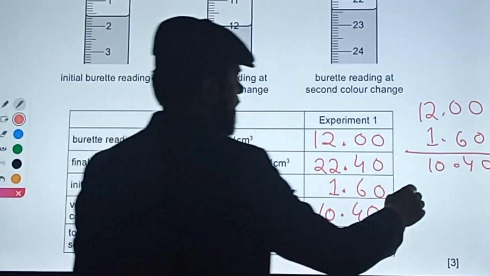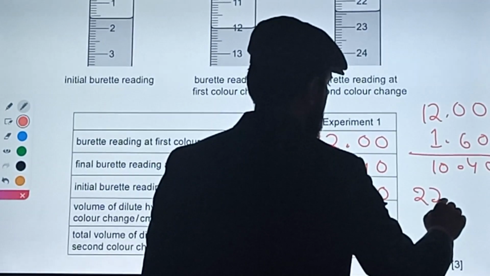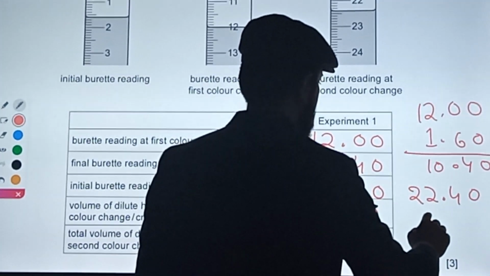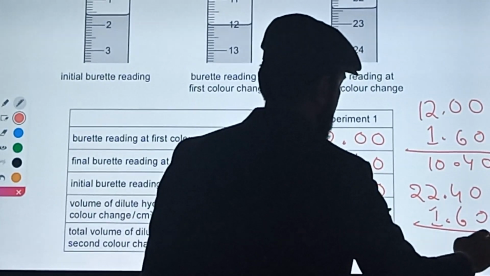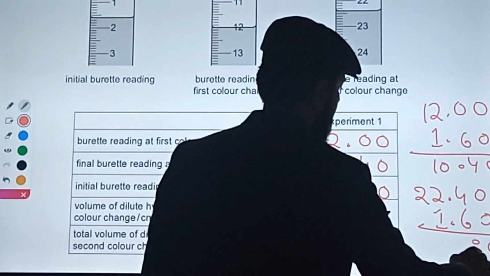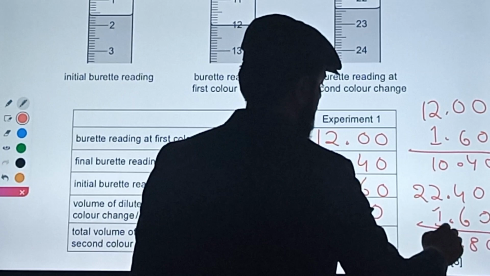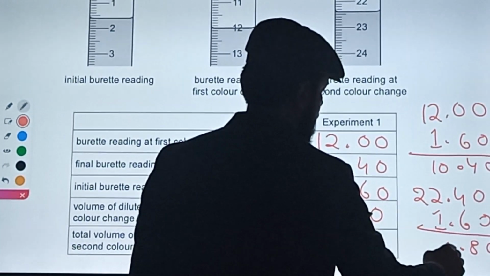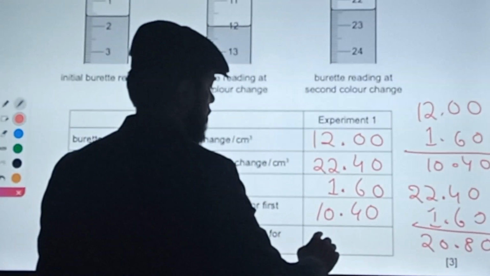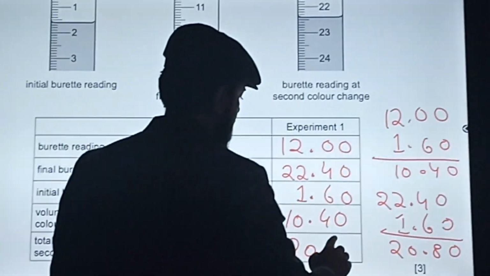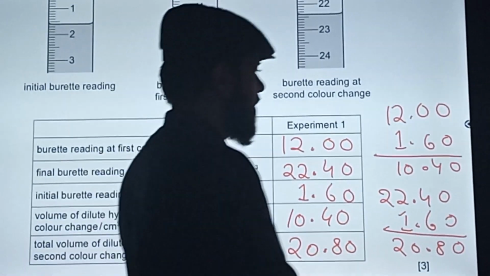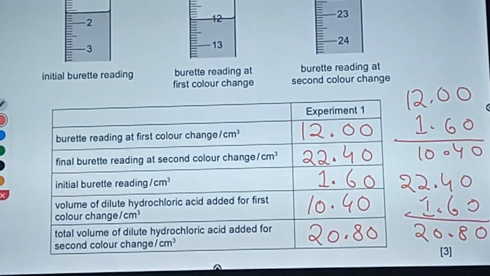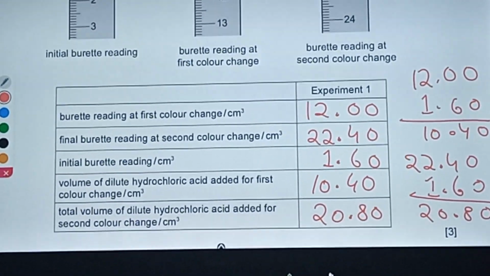The total volume of the dilute hydrochloric acid for the second color change. Again, the final reading was 22.40, but the initial was 1.60. So we got 0, and then we got 8 here, and then we got 0 and 2. 20.80. Got it? So we have to note these readings because these will be helpful in our next or any other situation.